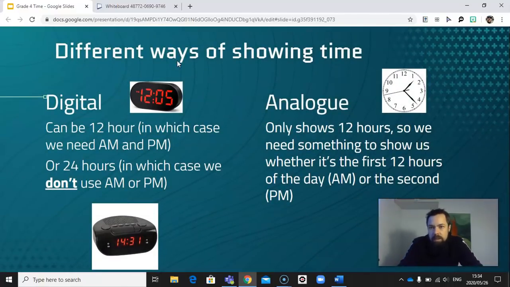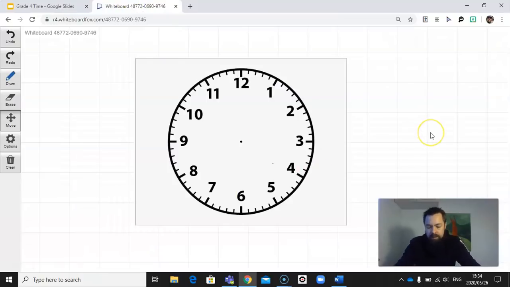Right, let's go across to our whiteboard and have a look. Just checking my pen is working. Okay, so here we have a clock.